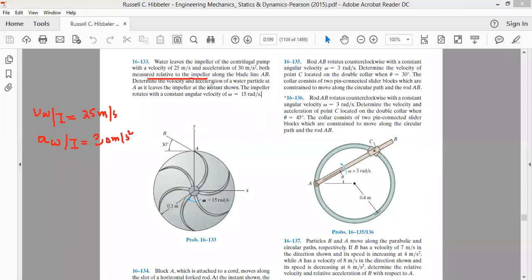So what it says, we have to find velocity of water with respect to ground, and we have to find acceleration of water with respect to ground. These two things we have to obtain. We are given velocity of water with respect to impeller, acceleration of water with respect to impeller. We have to find velocity of water with respect to ground and acceleration of water with respect to ground. So how will we do it?